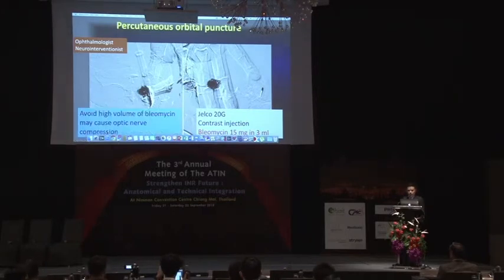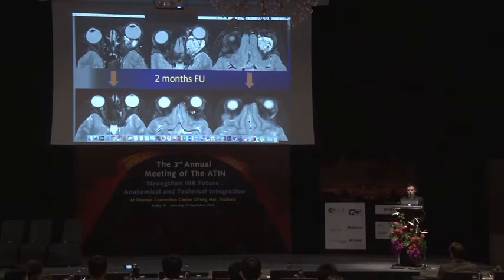these lesions. But with this technique, you need to avoid a high volume of bleomycin because it causes mass effect and may cause optic nerve compression. At follow-up, you see much shrinkage of the venous malformation. There is a little residue, the proptosis has gone, and the patient is very happy.